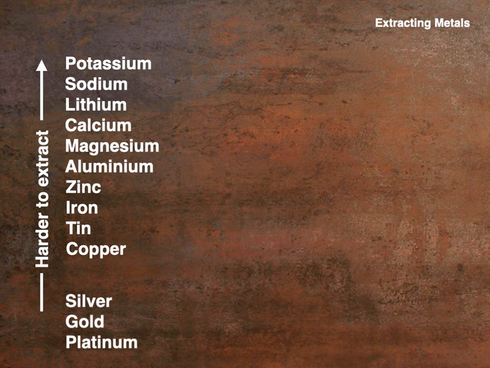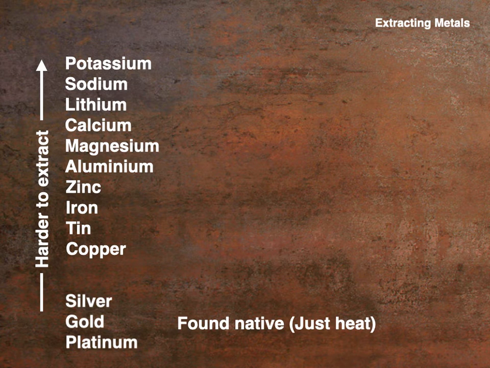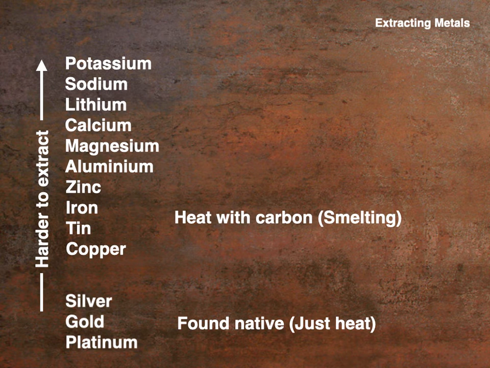Silver, just occasionally, you might find as a compound in an ore, but even then, all you would have to do is heat it to extract the silver. So, for these least reactive metals, extraction is either not necessary or dead easy. You just heat it. For the metals in the middle of this table, you heat the ore with carbon. Basically, the carbon takes oxygen away from the metal. This process is called smelting, and we'll be looking at it in more detail in the next video.